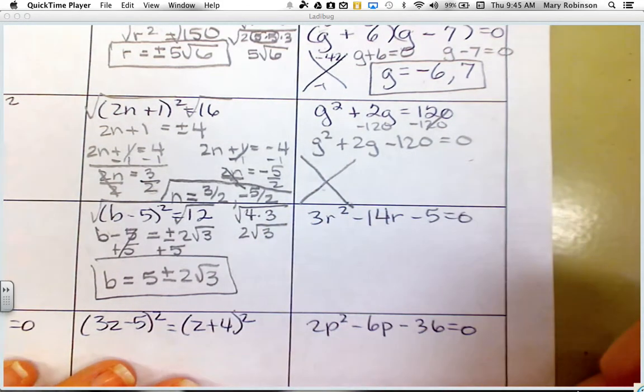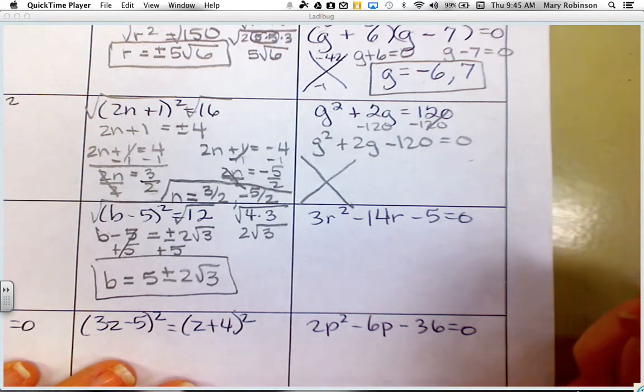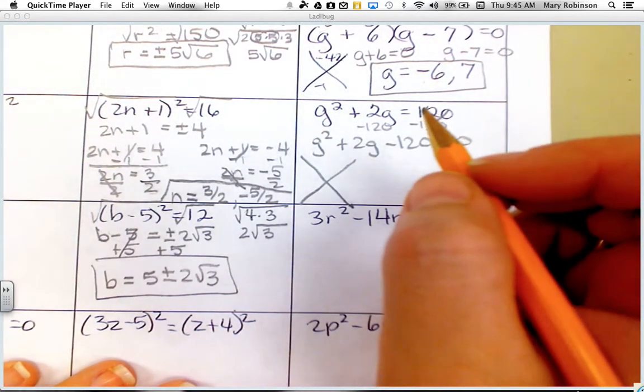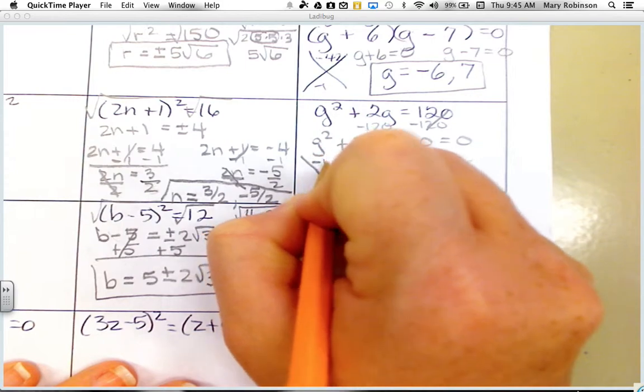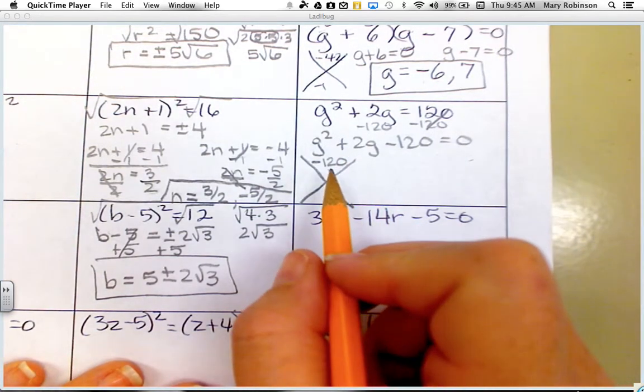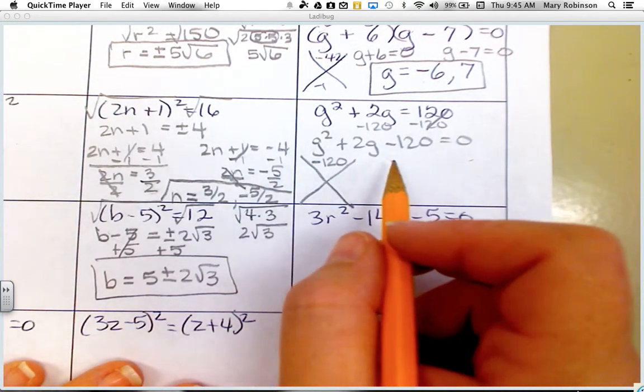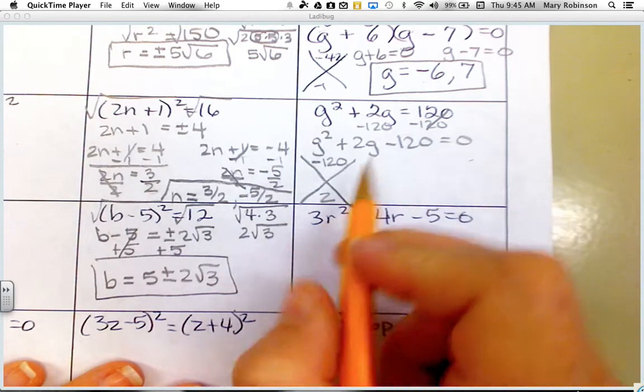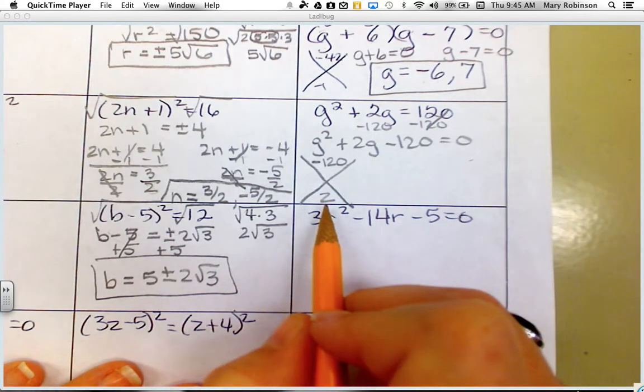What would go at the top of our x? A negative 120. You agree, Naquan? What goes at the bottom, Naquan? Your positive 2 here. Don't forget that C goes on top and B on the bottom.